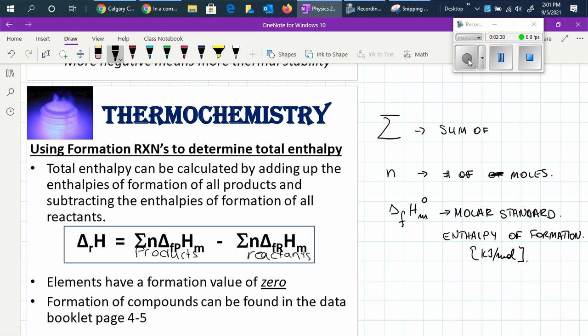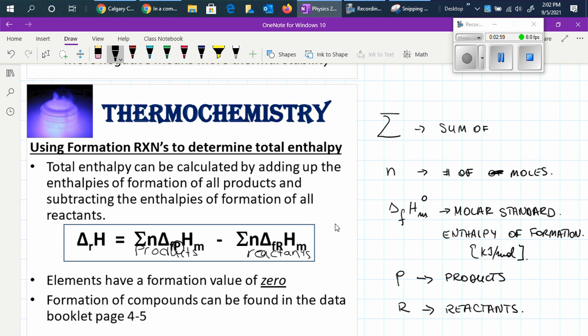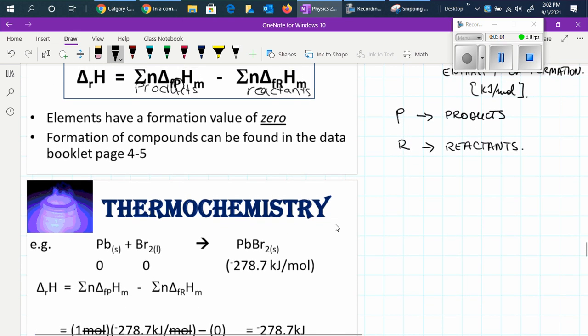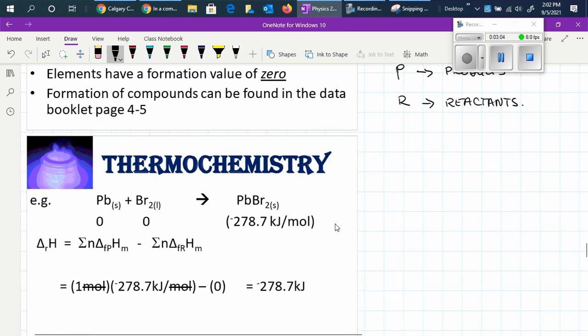And this letter P here indicates that you're dealing with products. And letter R indicates that you are dealing with the reactants. And just keep in mind that for any element, oxygen, hydrogen, or otherwise, the enthalpy change of formation is zero. Okay, so let's take a look at this case that we have here.